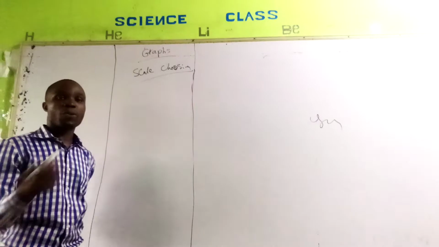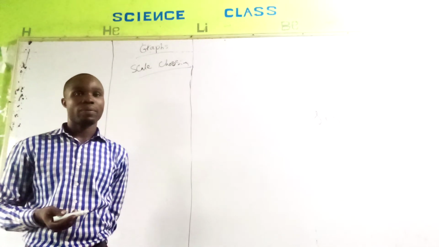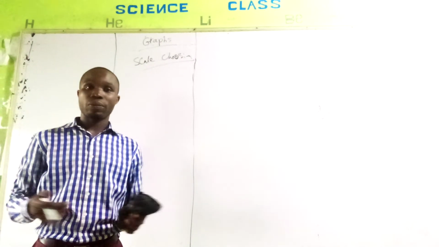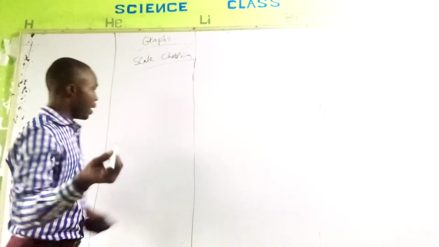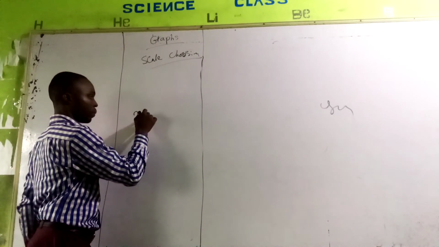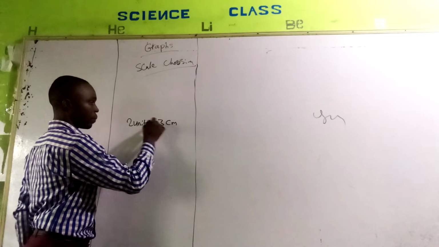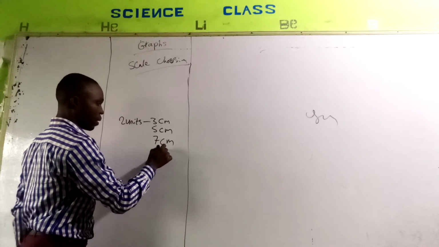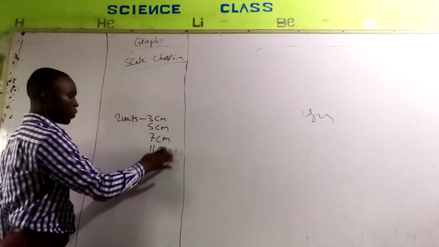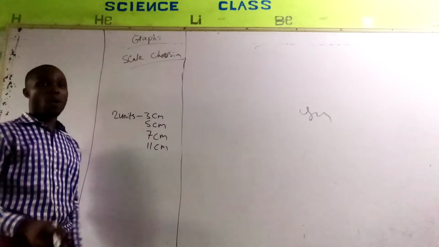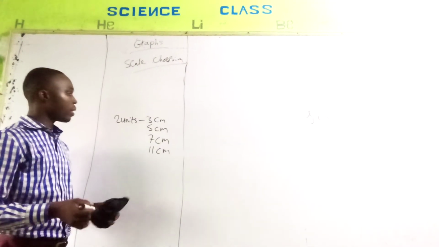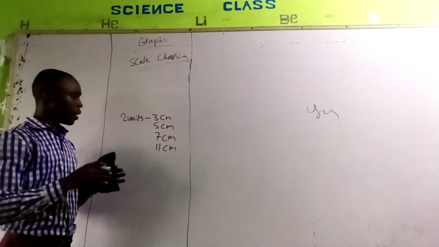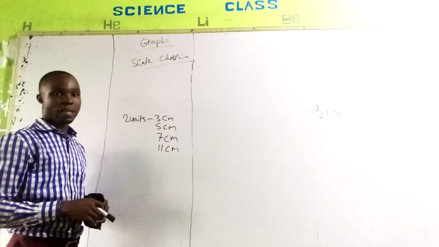Okay, I have told you earlier that in choosing your scale, you should avoid the use of prime numbers. Prime numbers are those numbers that can be divided only by itself and 1. What do I mean by avoiding them? Example, when you say 2 units to represent 3 cm, 5 cm, 7 cm, 11 cm. This cm you're choosing is very low. Avoid it by all means in your graph, because it will make your values to be in decimal places that are not necessary. So for you to plot a good graph, avoid using prime numbers in choosing your scale.